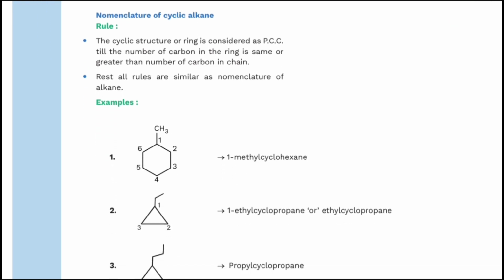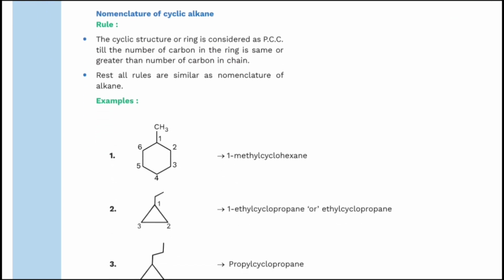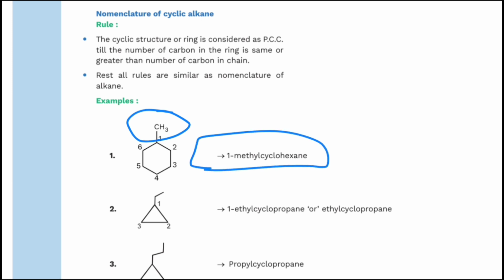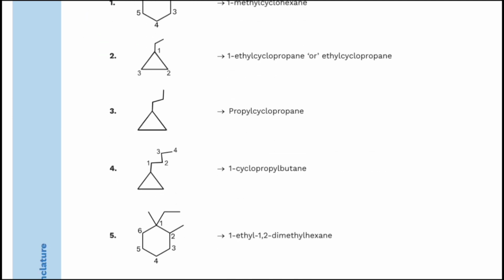Okay, nomenclature of cyclic alkanes. We will start numbering from where the substituent is attached. We start numbering from that part, from 1 2 3 4 5 6. So this is 1-methylcyclohexane, or we can write simply methylcyclohexane.